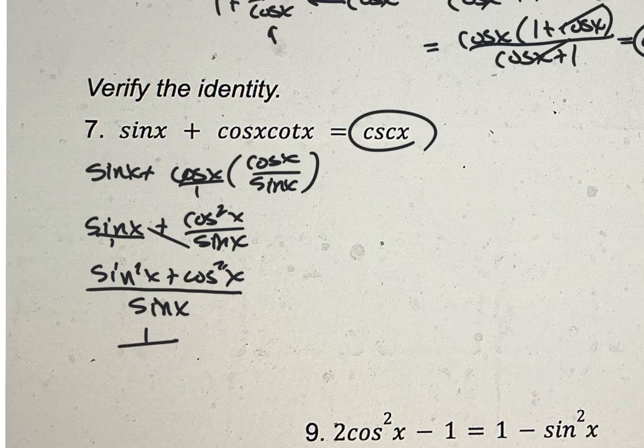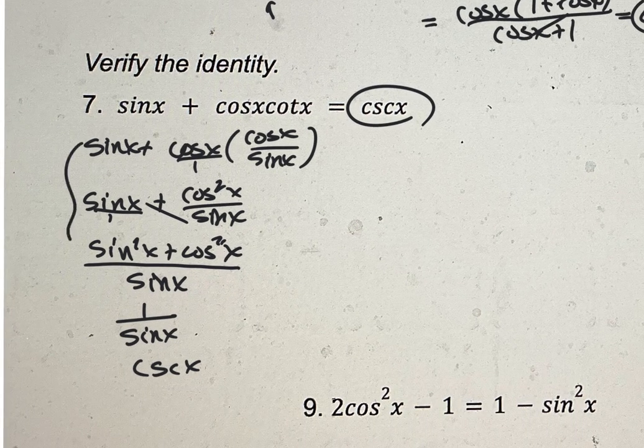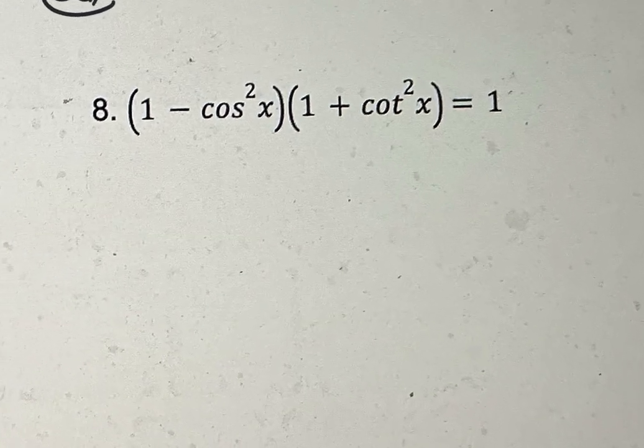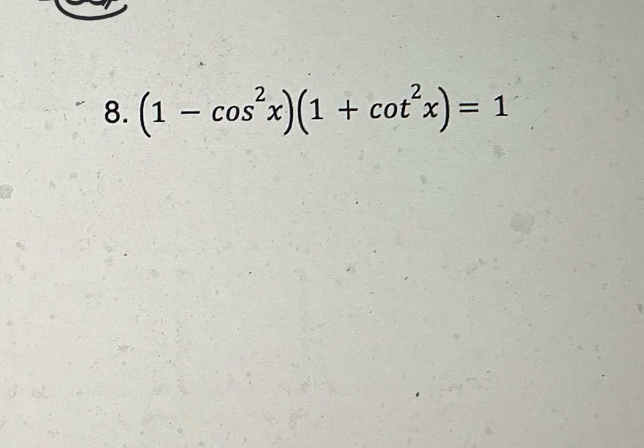Those are the bells and whistles. Okay, 1 over sine x, that is cosecant x. The work, remember, the work is the answer. Number 8, the proof. Number 8, a lot of ways you could go here.